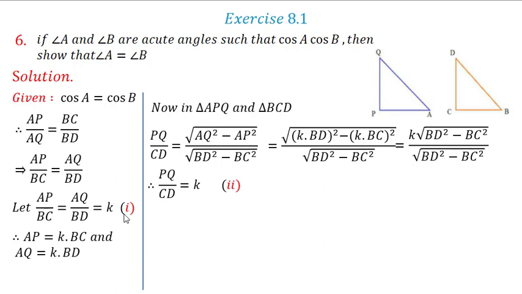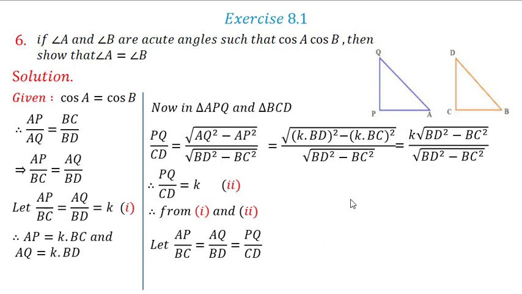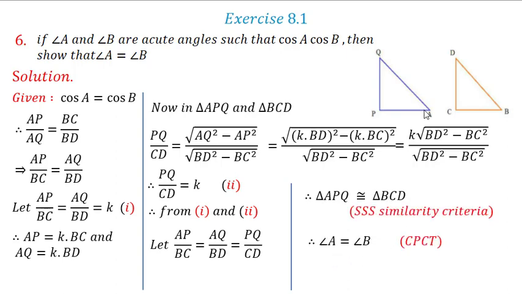So you can see this equation 1 and equation 2 both are equal to K. So I will say that AP upon BC is equals to AQ upon BD is equals to PQ upon CD. So in both the triangles the ratios of corresponding sides are equal. So I will say that triangle APQ is similar. Here I should use the similar sign. Triangle APQ is similar to triangle BCD. They are similar, and hence I will say that angle A is equal to angle B.